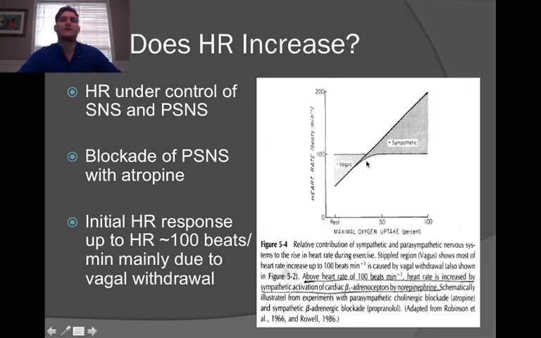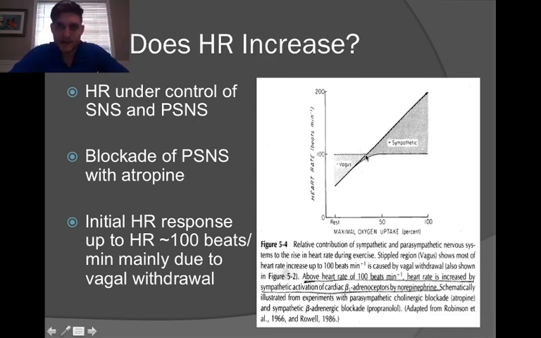But then at this 100 beats per minute point, all the increases from there to max heart rate are due to an increase in sympathetic nervous activity. That means the release of norepinephrine binding to those SA nodes and those AV nodes. That's going to increase the heart rate. So that's how we get from 100 to maximum: an increase in sympathetic nervous activity, more epinephrine binding to beta receptors in the heart, which help to increase heart rate.